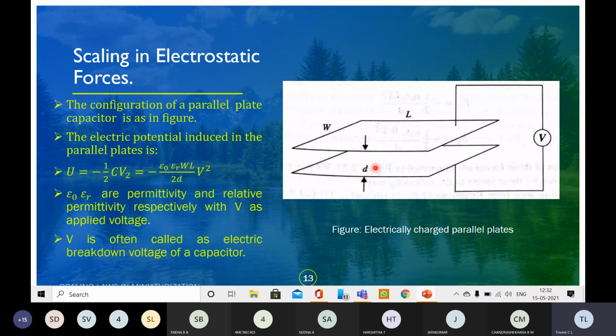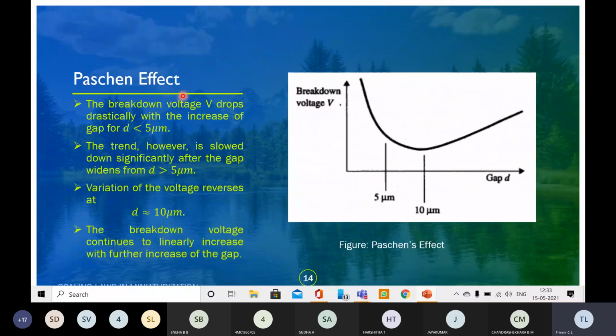So how the breakdown voltage changes between these two parallel plates as the gap changes will be analyzed in the Paschen effect here. The Paschen effect will give you how, when you change the distance between the two parallel plates, that is this gap D, this breakdown voltage will change. If you see it here, if the gap is around 5 micrometer, the breakdown voltage will be around at this point.